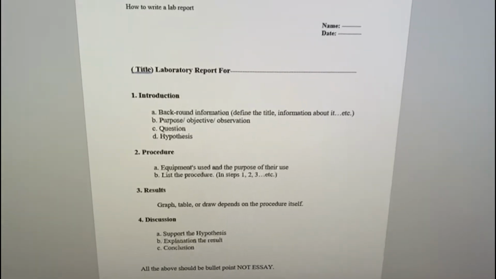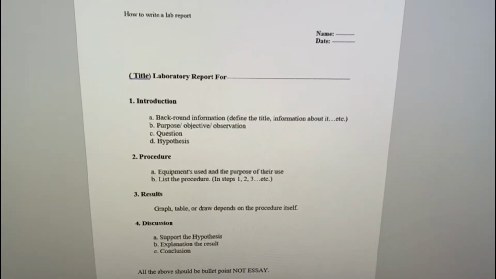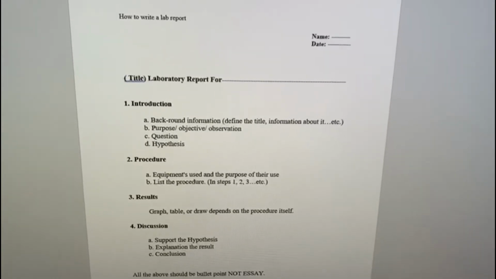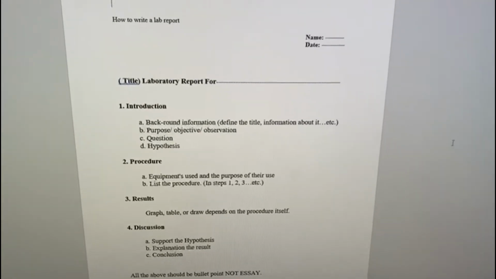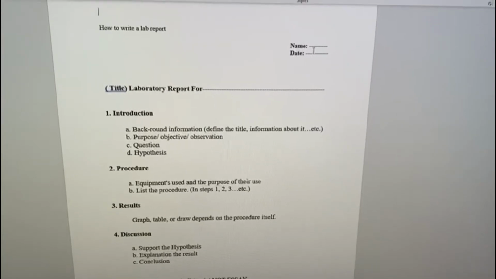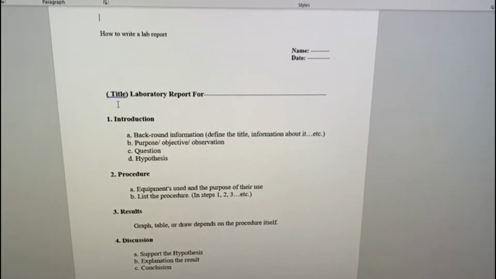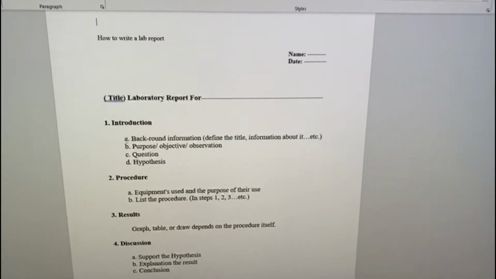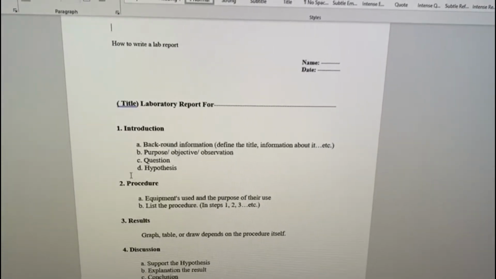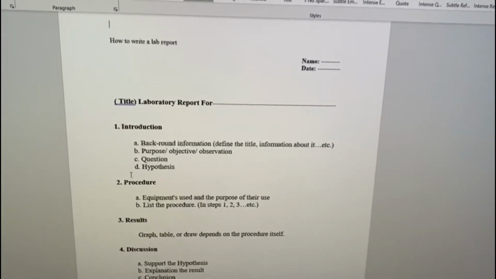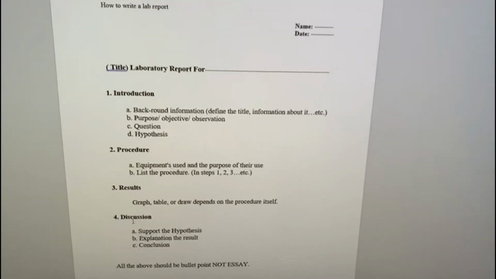Now these are very simple guidelines on how to write a lab report. You have to start with the name, date, and the title of the experiment. Then it is separated into 4 main points: introduction, procedure, result, and discussion.